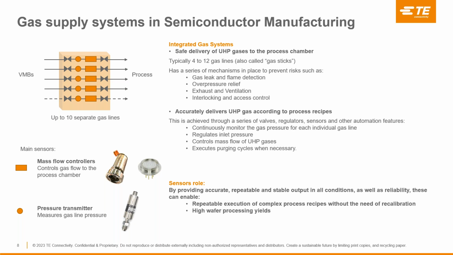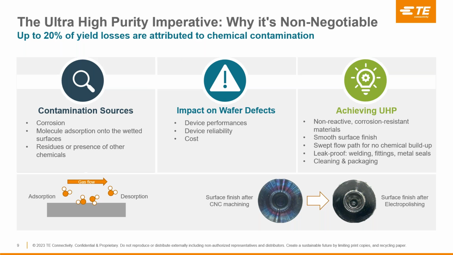More advanced thermal MFCs typically use at least one pressure sensor, which is generally used to remove any effects of fluctuations in the upstream pressure. On the other hand, pressure-based MFCs will use pressure sensors to measure pressure before and after a laminar flow element or restrictor to calculate mass flow. As before, reliable, accurate, repeatable, and stable sensor signal output is crucial in achieving repeatable execution of complex process recipes and high processing yields. Now, on the next slide, we'll present what defines an ultra-high purity grade gas.